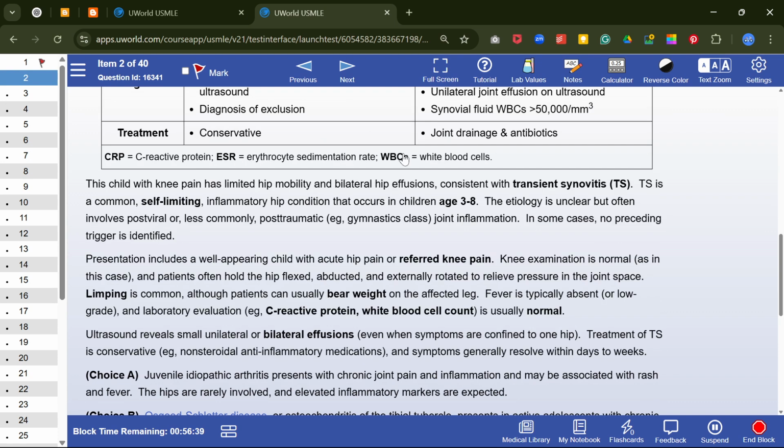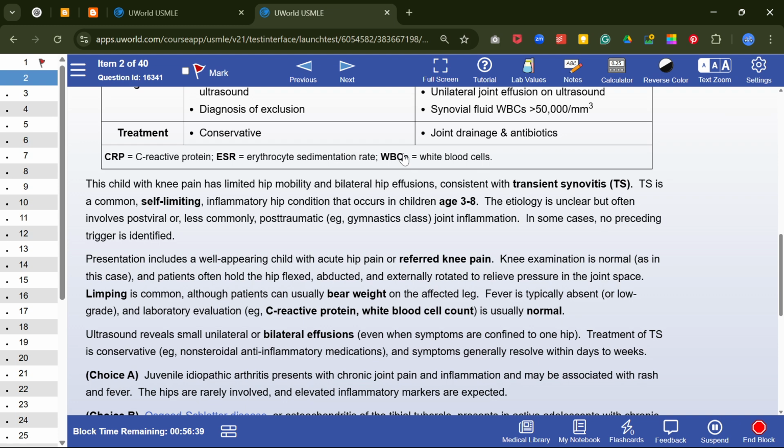so this child with knee pain has limited hip mobility and bilateral hip effusion consistent with transient synovitis. Transient synovitis is a common, self-limiting, intermittent inflammatory hip condition that occurs in children 3 to 8. The etiology is unclear but often involves post-viral or, less commonly, post-traumatic joint inflammation. In some cases, no preceding trigger is identified.